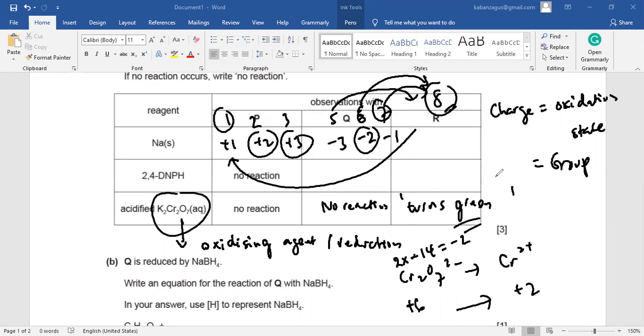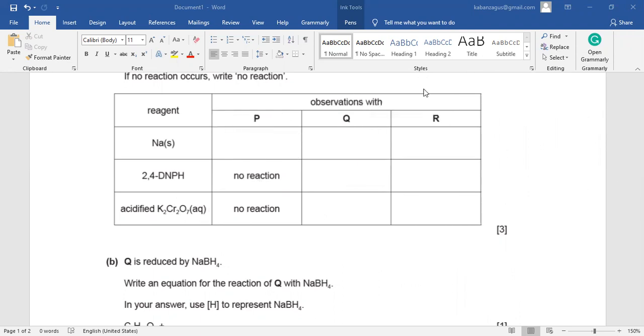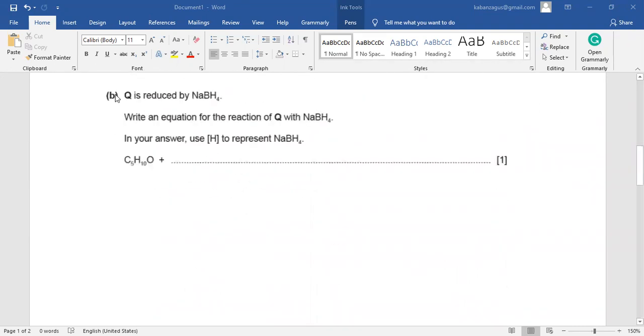All right, so the greenness is coming from the presence of Cr2+. Okay, now I already did this one. Now if we continue, Q is reduced by NaBH4. I want you to remember that NaBH4 is an example of a reducing agent. It's actually the opposite of Cr2O7.